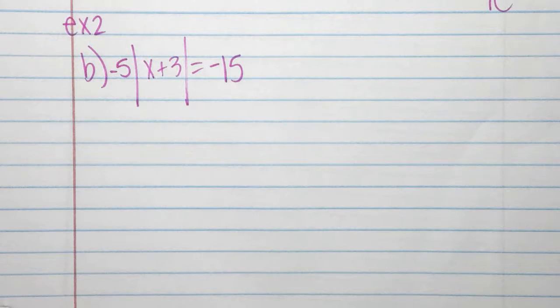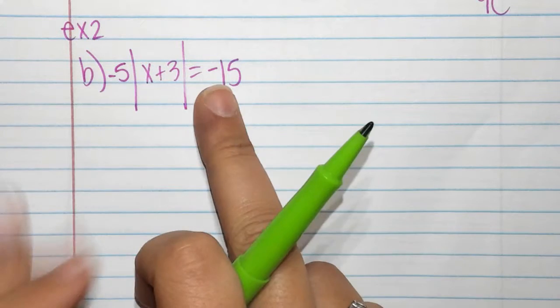Are you okay? Okay. All right, now, first, can an absolute value ever equal a negative number? No, because absolute value turns everything positive. So normally we would think the answer to this would be no solution.